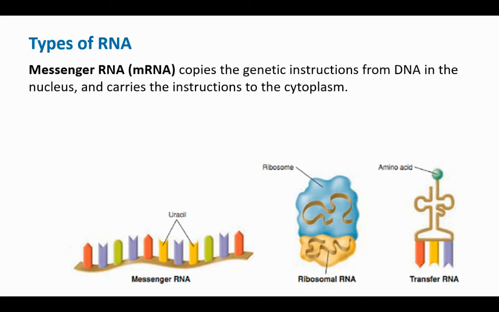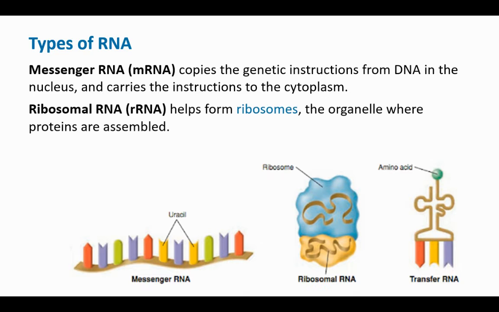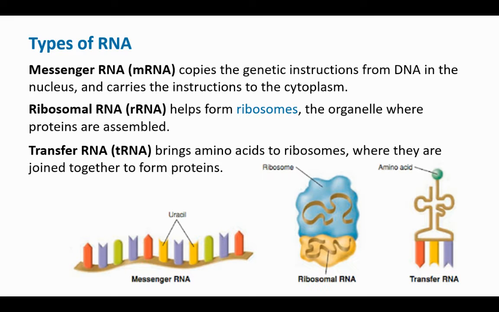So here you have the mRNA. This copies the genetic instructions from DNA in the nucleus and carries the instructions out to the cytoplasm. You have your rRNA, which is actually the organelle where the protein is going to be assembled. And then you have the tRNA, which is going to bring the amino acid that is being called by the mRNA. Now, let us examine the parts of your tRNA.